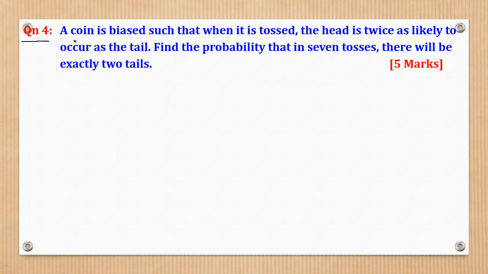Then question 4 is from probability. It says a coin is biased such that when it is tossed, the head is twice as likely to occur as the tail. Find the probability that in 7 tosses, so that makes it a binomial distribution, there will be exactly 2 tails.